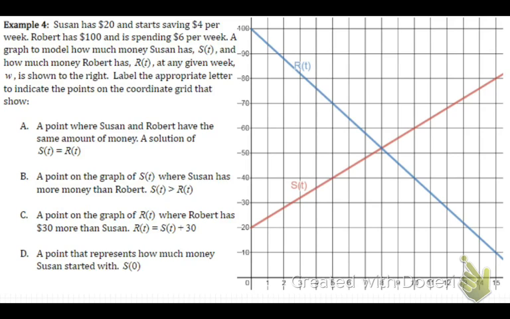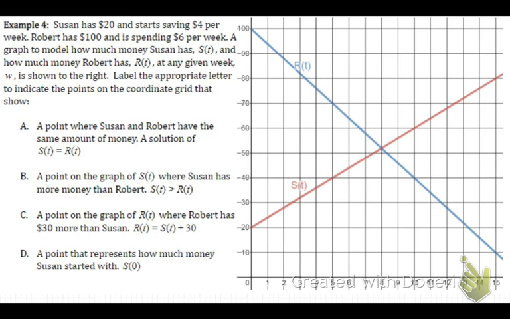Label the appropriate letter to indicate the points on the coordinate grid that show A, B, C, and D, okay? So for my two graphs, the blue one, R of T, is Robert, and the red one, S of T, is Susan. Since we said Robert is losing money, his graph has a negative slope. Susan is gaining money because she's investing or saving. She has a positive slope, okay?